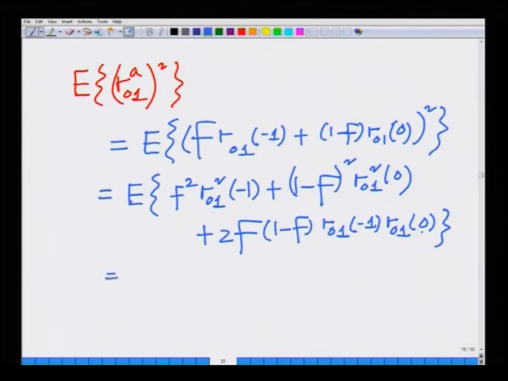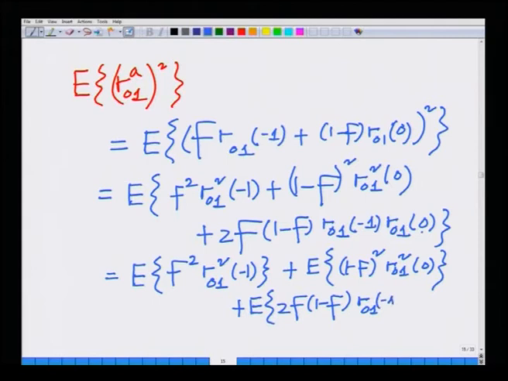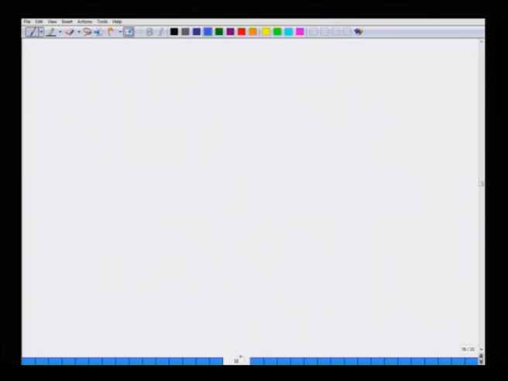This is nothing but expected f square R01 square of minus 1 plus expected 1 minus f square R01 square of 0 plus expected twice f into 1 minus f into R01 of minus 1 into R01 of 0. Now, I am going to expand each of these components.